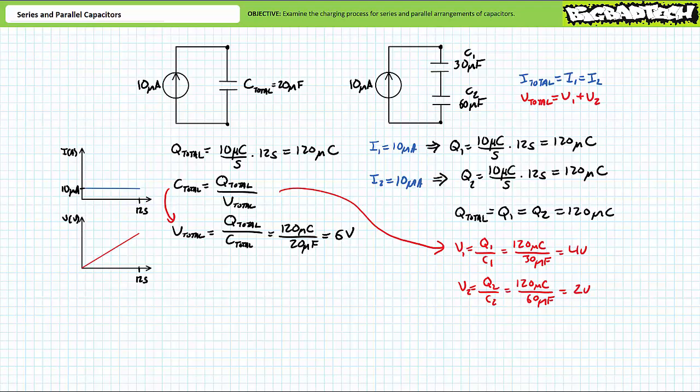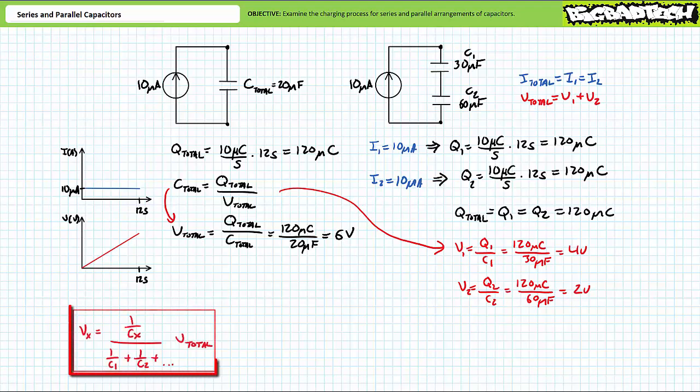Can you dig it? The same amount of charge in each capacitor has filled up the smaller capacitor more, thus it has a higher voltage. Conversely, the same amount of charge has filled up the larger capacitor less, thus it has a lower voltage. This inverse relationship of voltage and capacitance for unequal arrangements of series capacitors can be expressed as a proportionality as follows. Voltage across the capacitor of interest, Vx, is 1 over the capacitor of interest, Cx, divided by the summation of 1 over the capacitors forming the series relationship.